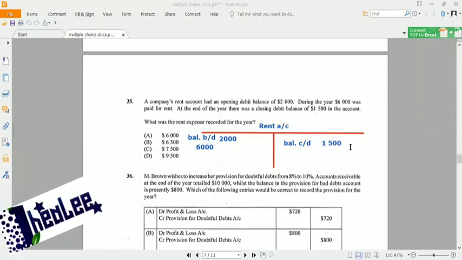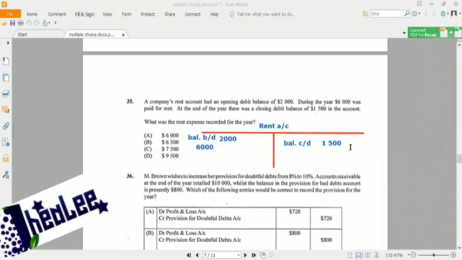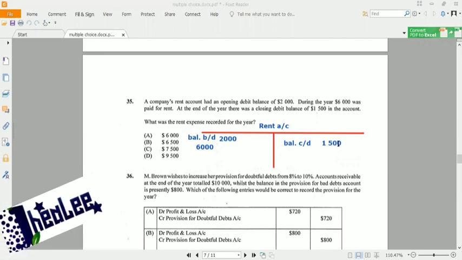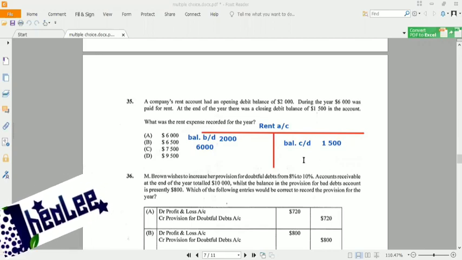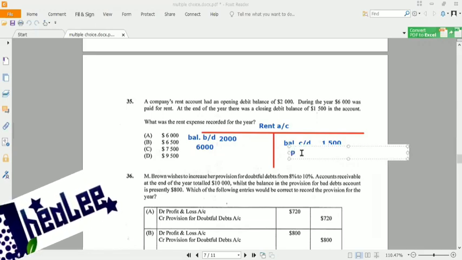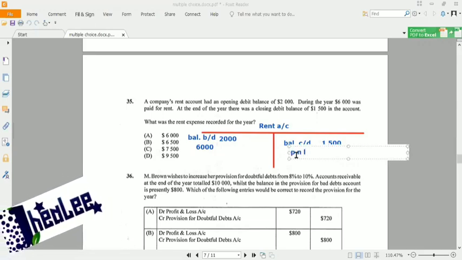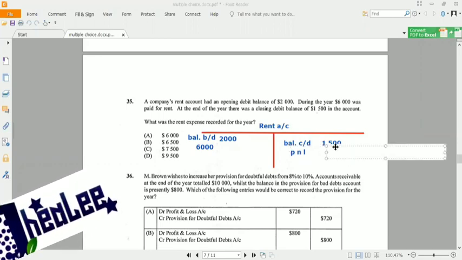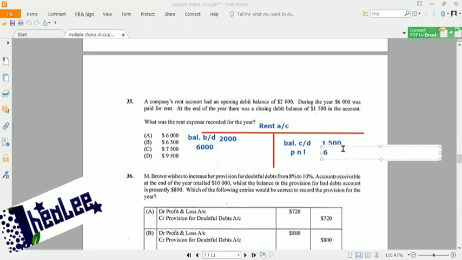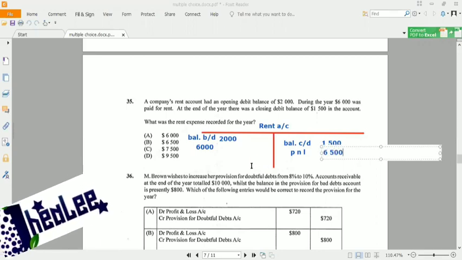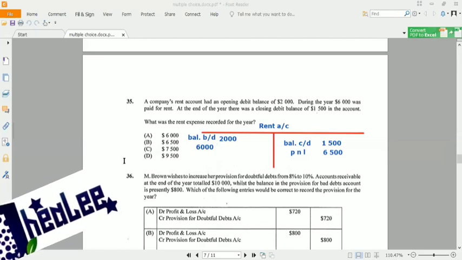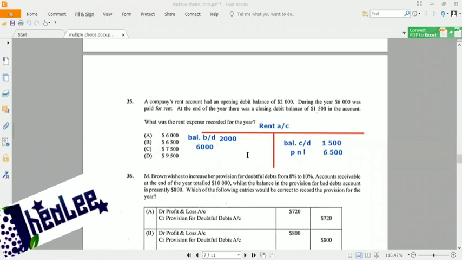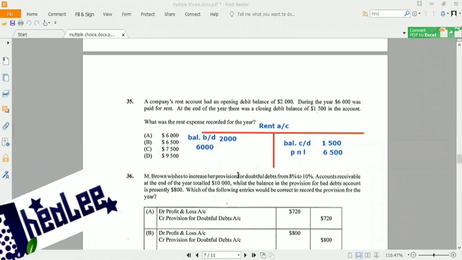Now, if you look at your account based on the three figures that you're presented with, we have 8,000 on this side and 1,500 on this side. The difference is what we would put to our profit and loss account. The difference between the 1,500 and the 8,000 gives us 6,500. So the person in the chat saying B, you are accurate. No, we are on the point of looking at the rent account.